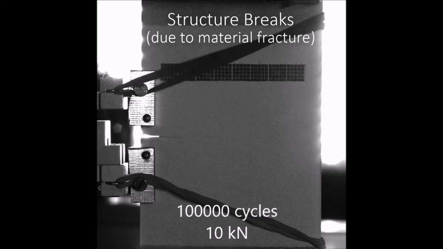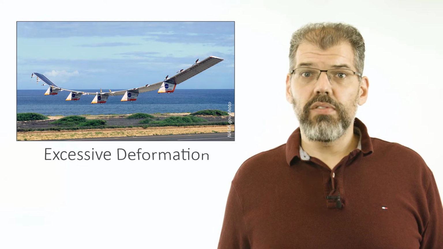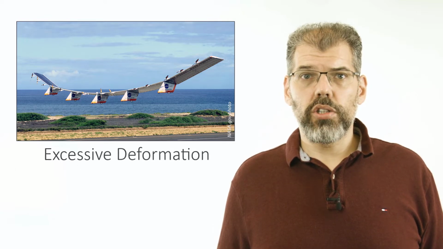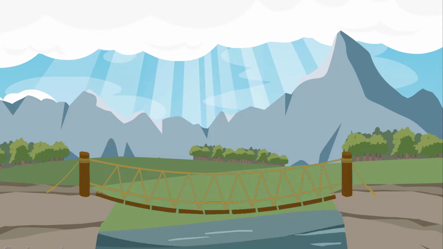The obvious answer is that if a structure breaks, it can no longer fulfill its function. It loses its capability. Perhaps a little less obvious, however, is that excessive deformation can also prevent a structure from fulfilling its function. We can illustrate this with a simple thought experiment.